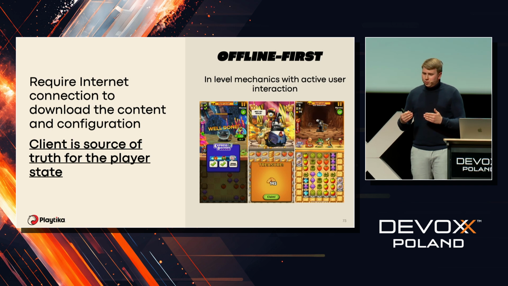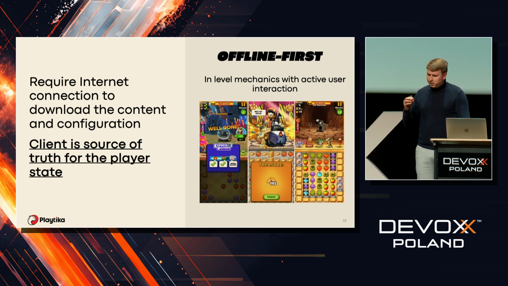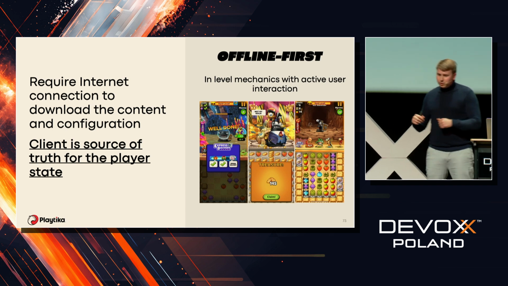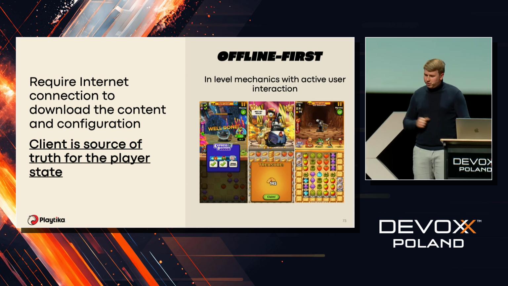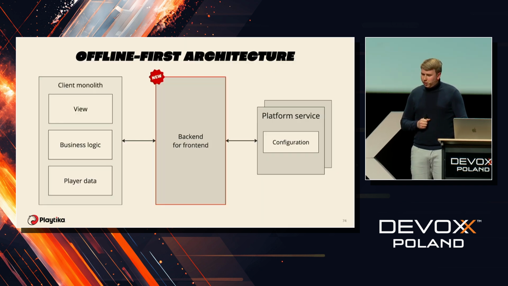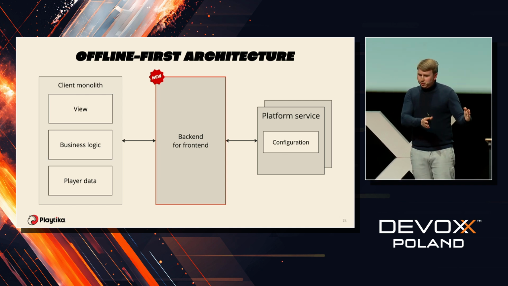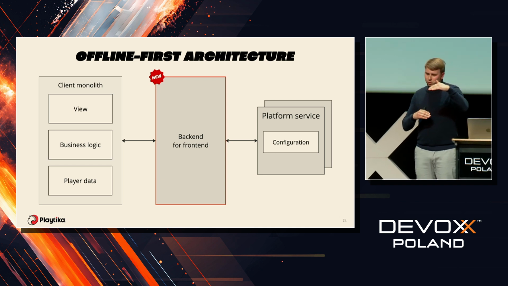And the offline first features. Offline first features require the internet connection to download the content and configuration. But then, when you download it and it is in the cache, you can play fully offline. And the client is the source of truth for the player state. So the client calculates the data. The data could be sent to the server. The server could store backups. The server could use it for segmentation, but the server is not able to modify the data because the client owns it. So this is the offline first architecture. We've put a backend for frontend between the client and platform services, but we keep everything else like architecture 1.0.